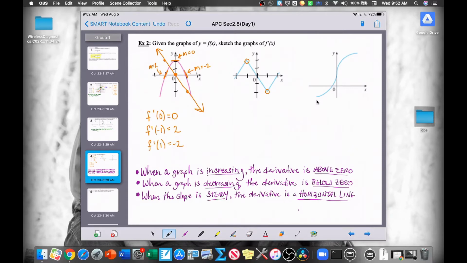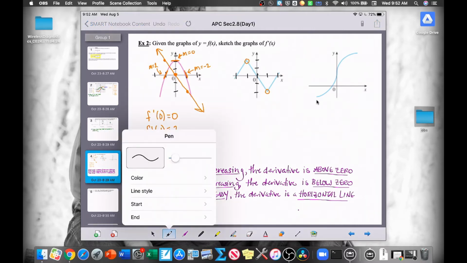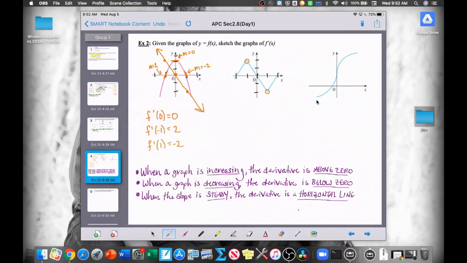Okay, now that I have that done, if I'm looking at slope here, it looks like the slope from -2 to -1 is steady, and it looks like I have a slope of about 2.